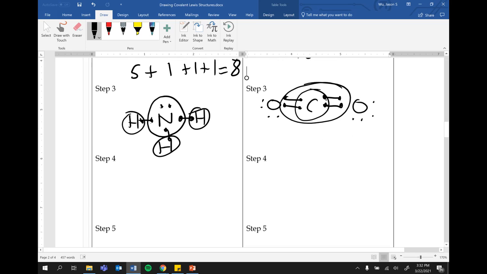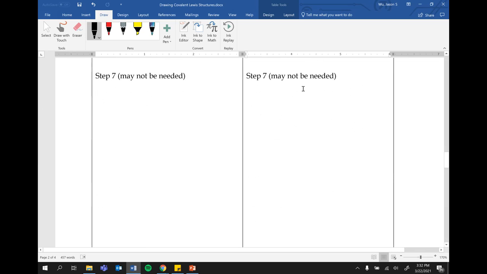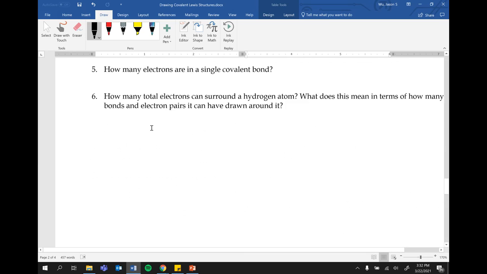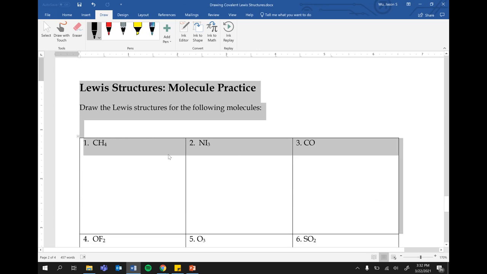So that is the Lewis structure for CO2. And I'm going to redraw it, and it's going to look just like this. It has 2 double bonds, one with each oxygen. In class, we're going to try these on the next page together. You can try answering these questions on your own. We will go over this in class.